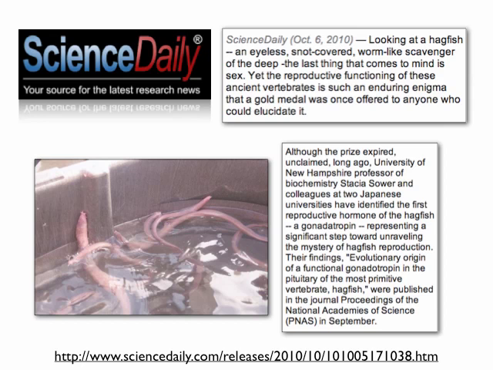Some work recently done with hagfishes discovered the presence of a reproductive hormone, or a gonadotropin, like we use during our gamete generating cycles, which they claim represents a significant step toward unraveling the mystery of hagfish reproduction. One of the things I thought was interesting is that the reproductive functioning of these ancient vertebrates is such an enduring enigma that a gold medal was once offered to anyone who could elucidate it. Fascinating.